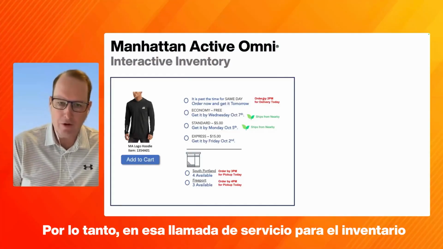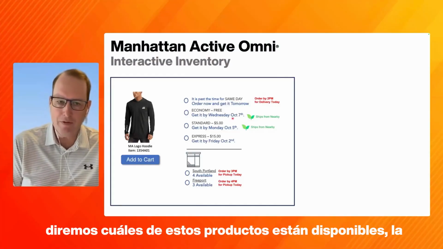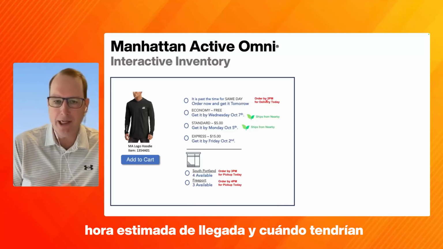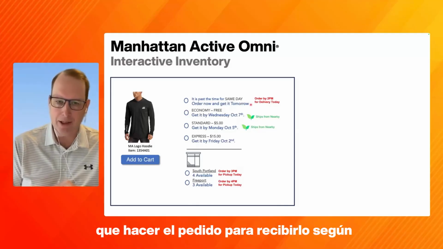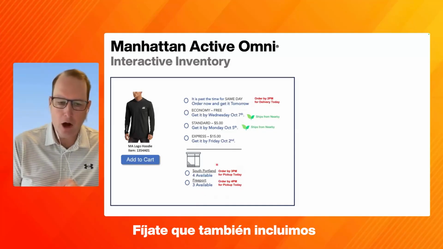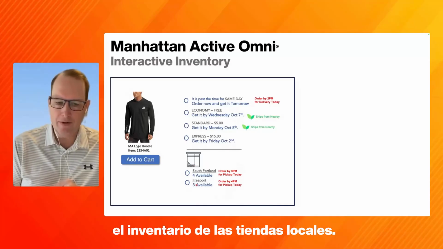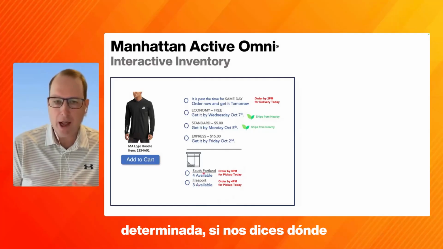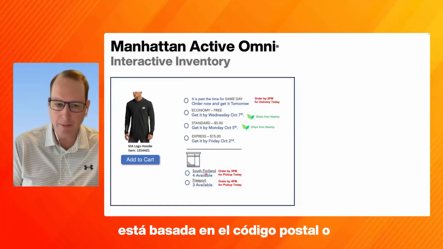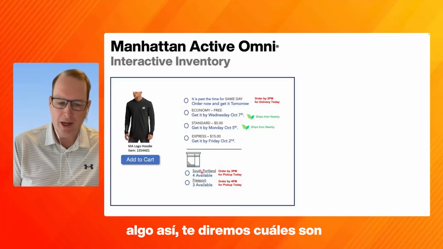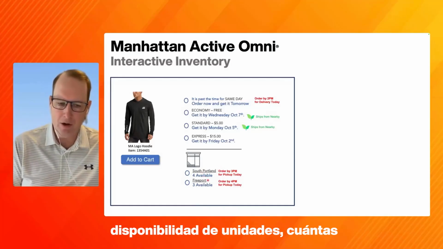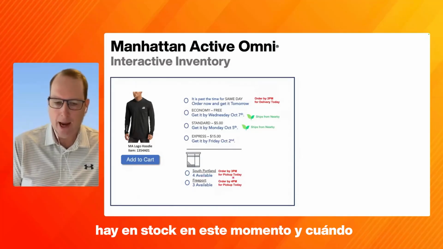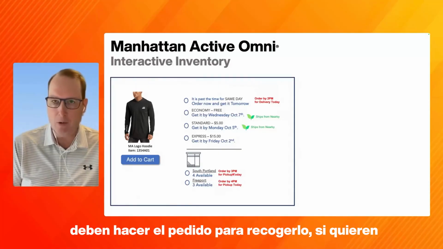So in that service call for interactive inventory, we will tell you which of these are available, the ETA, as well as when they would need to order by to get that based on their expectation. You notice we also put in the local store inventory. So if they're in wherever their geographic area, if you tell us where that is based on like a postal code or something, we will say of the given stores in that area, here is the availability, the units available, how many are in stock right now, and then when they need to order it for pickup, if they want to pick it up today.